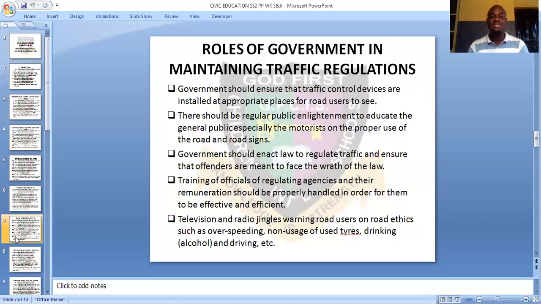And the last one there is that television and radio jingles should warn road users on road ethics, such as overspeeding, non-usage of seatbelts, drinking alcohol and driving, and many others. So jingles on television and radio should keep on, so that people will not say we are not aware about this. That is part of the public enlightenment. Getting people to be informed about these traffic rules and regulations, and as a result of that, I think there will be reduced accidents on our roads.